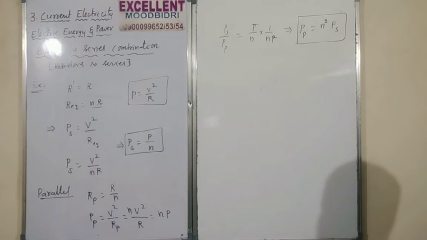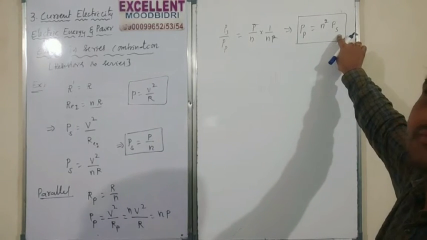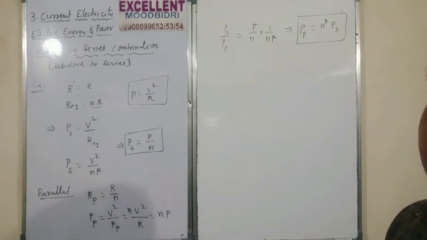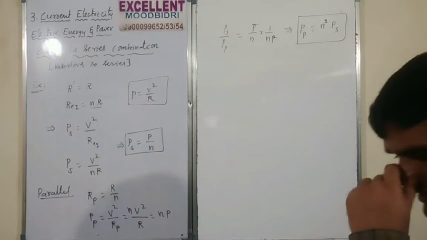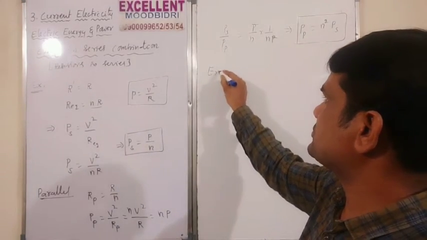Correct? So in series combination, power consumption is more. Sorry, in parallel combination, power consumption is more. In series combination, power consumption is less only. Correct or not? Power consumption is less. That is one example. So next, another example.